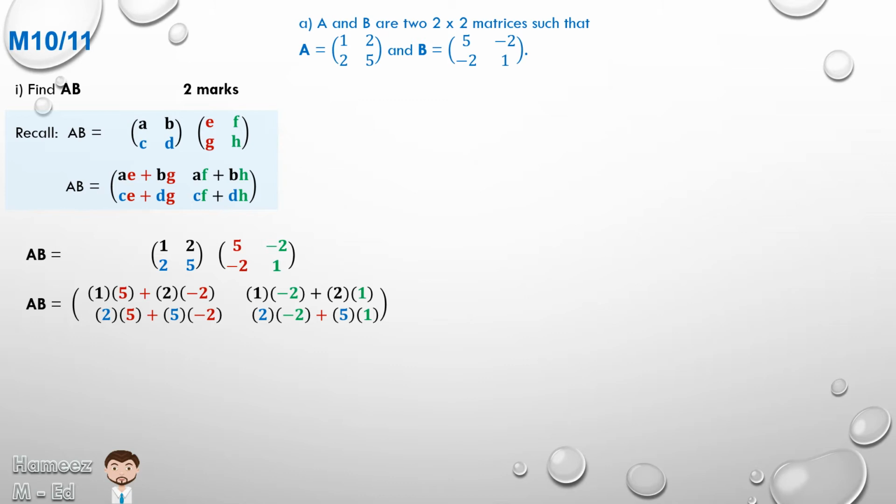And let's solve. 1 by 5 is 5. And 2 by minus 2 is minus 4. So we get 5 minus 4 for the first position. And then 1 by minus 2 is minus 2. And plus 2 ones are 2.